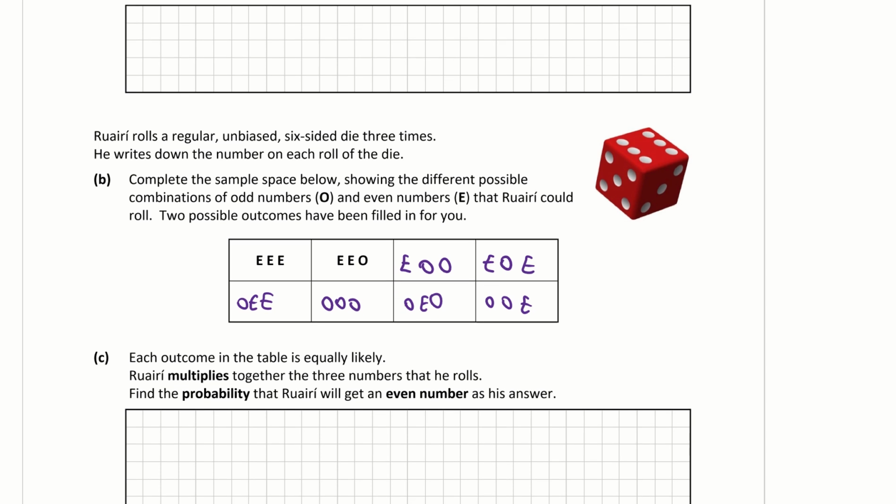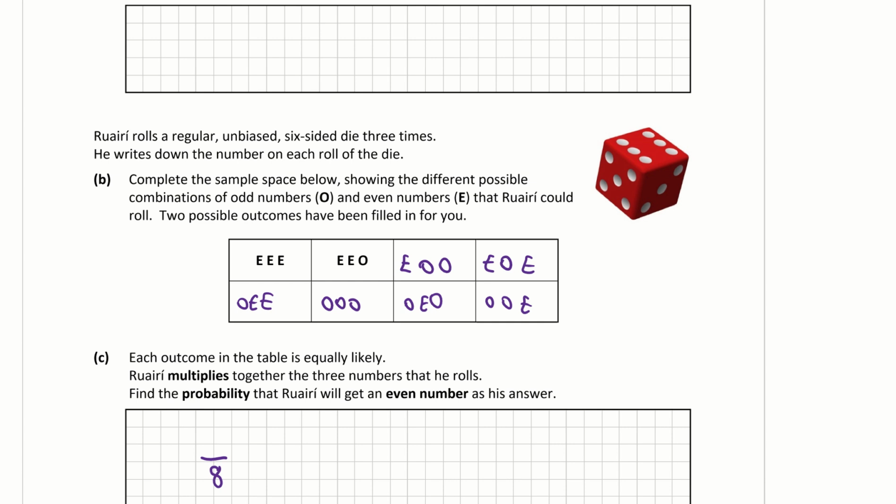Part C, each outcome in the table is equally likely. Rory multiplies together the 3 numbers that he rolls. Find the probability that Rory will roll an even number as his answer. Well, the first part, to make sure we get our attempt marks here, is that it's a fraction. It's probability, so it has to be out of something, and it's out of 8 because there's 8 possible outcomes from our table.